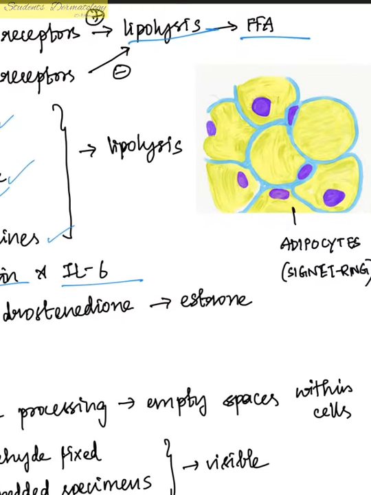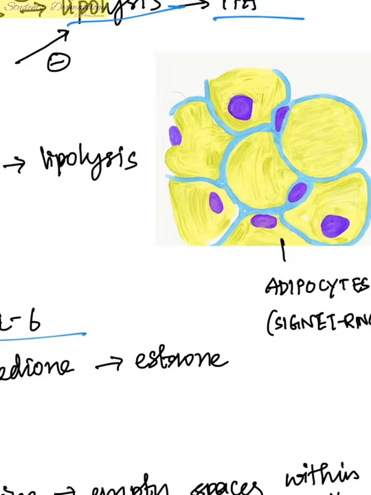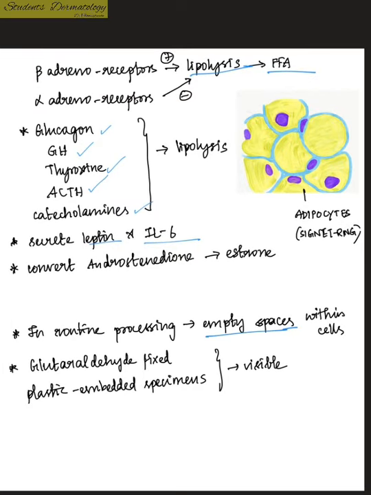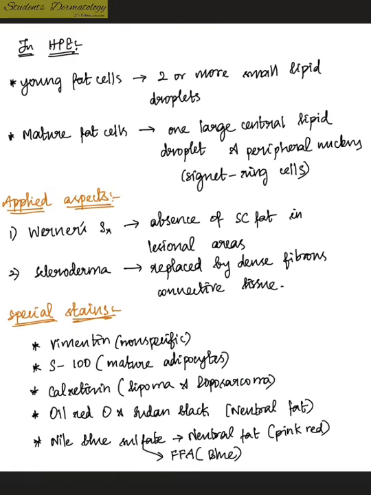These are the adipocytes, and this is the signet ring shape in adipocytes. You can see they have synthesized so much fat and pushed the nucleus to the periphery. In routine processing, the adipocytes appear as empty spaces and are not visible. To make them visible, you need glutaraldehyde fixed or plastic embedded tissue. It contains one large central lipid droplet. In histopathology, the young fat cells contain two or more small lipid droplets, whereas the mature fat cells, as seen in the picture, have a peripheral nucleus.